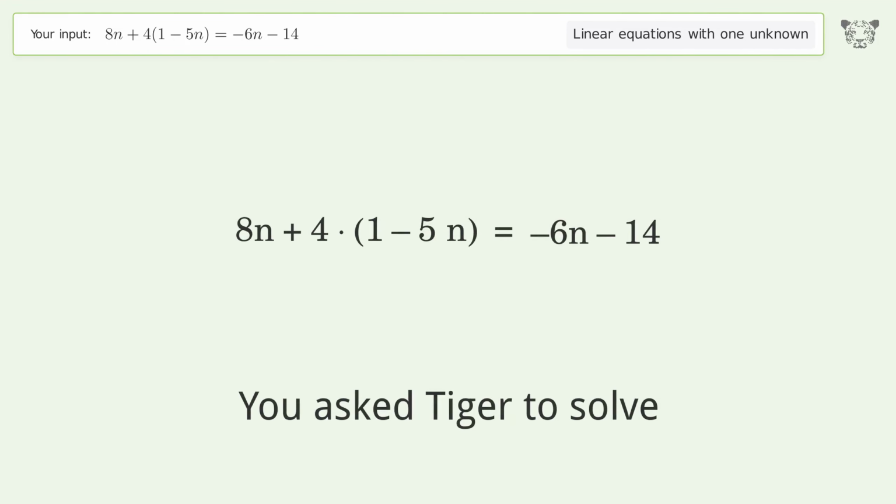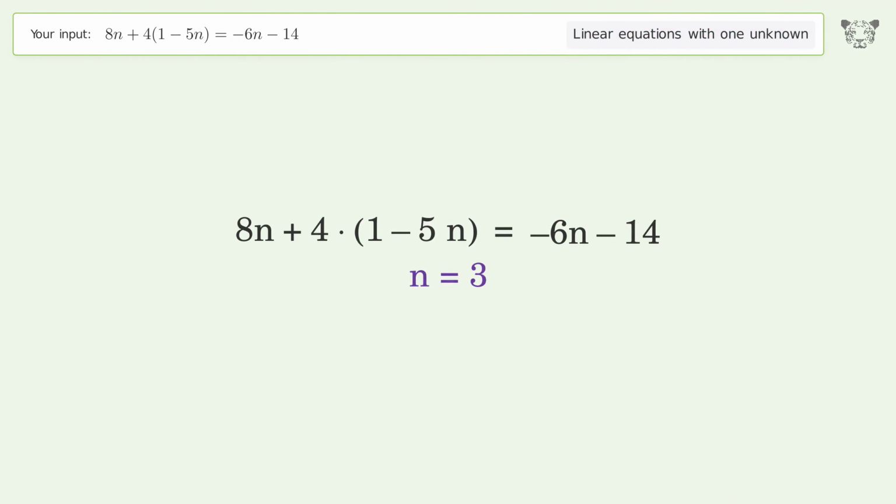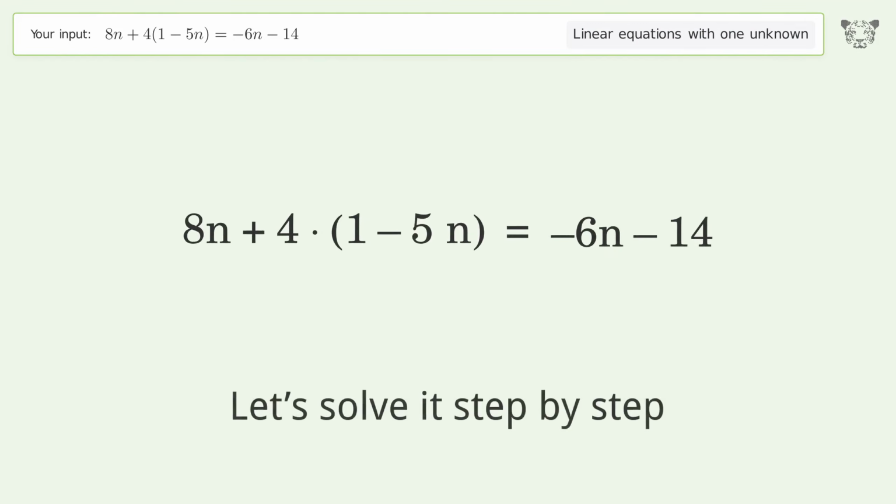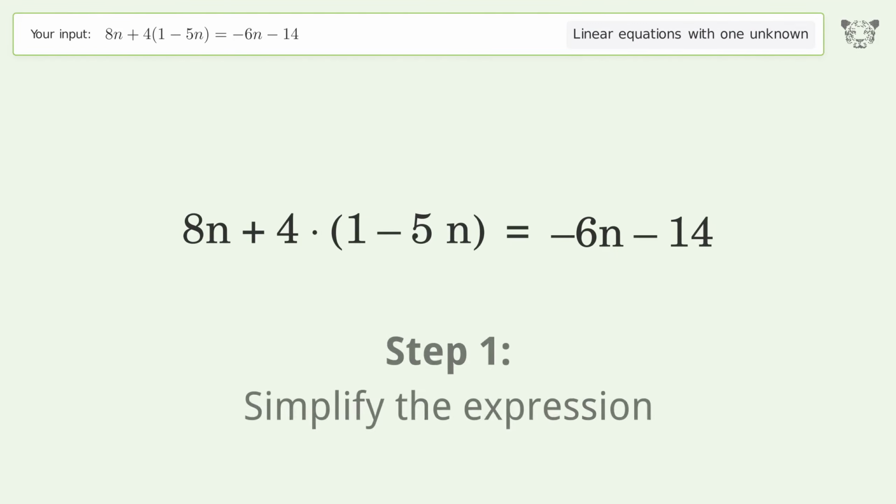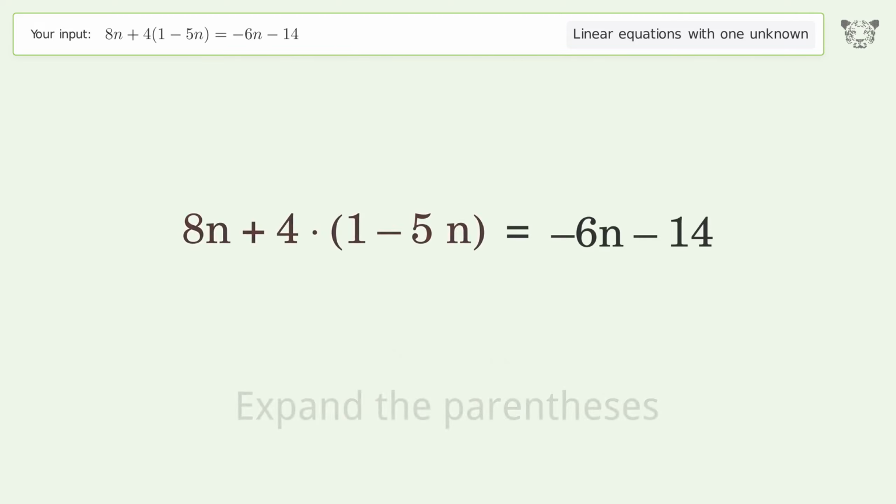You ask Tiger to solve. This deals with linear equations with one unknown. The final result is n equals 3. Let's solve it step by step. Simplify the expression. Expand the parentheses.